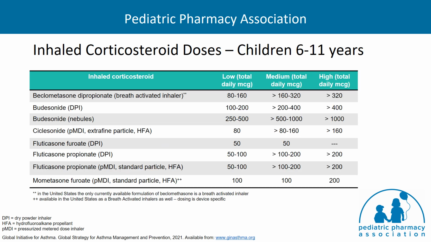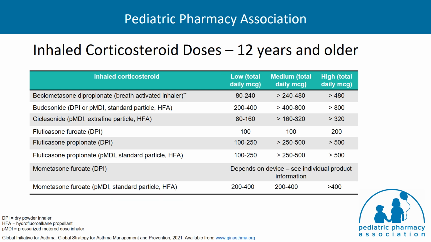Moving into the 6 to 11-year-old age group, the doses are now broken up into low total daily dose, medium total daily dose, and finally high daily dose. Again, these doses are agent specific. Finally is the dosing for those over 12 years of age. Again, these tables can be helpful when determining what dose a patient is currently on and how to adjust their current therapy, depending on if they need to step up or if they are doing well and can be stepped down. This will be discussed more when we talk about the management of pediatric asthma.